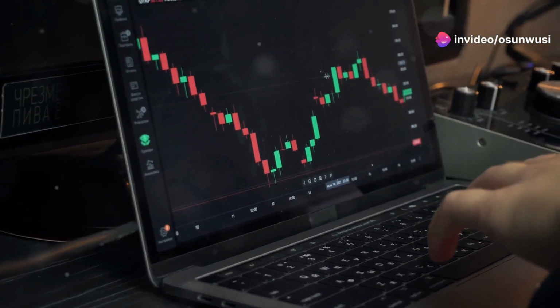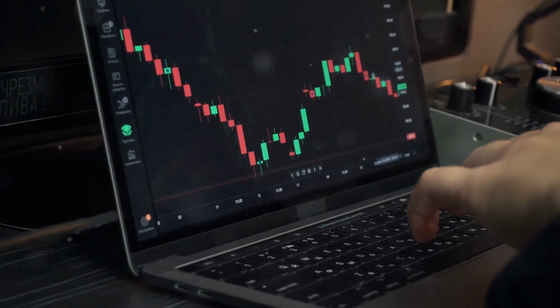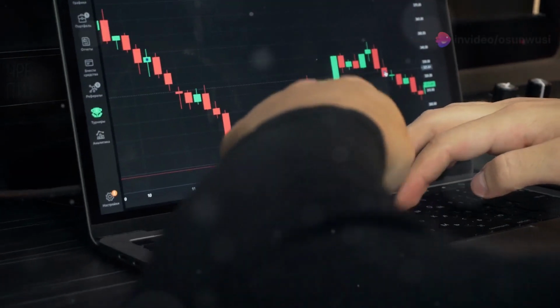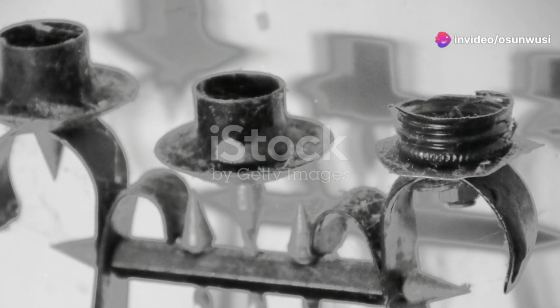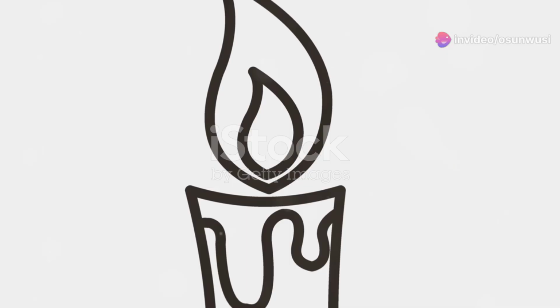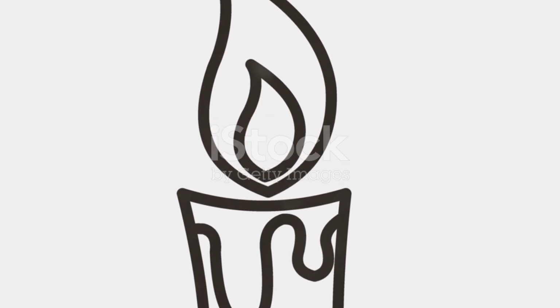Finally, let's discuss candlestick patterns. Candlestick charts provide more information than simple line charts, including the open, high, low, and close prices for a given period. By studying various candlestick patterns, such as the doji, hammer, and engulfing patterns, you can gain insights into market sentiment and potential price reversals.